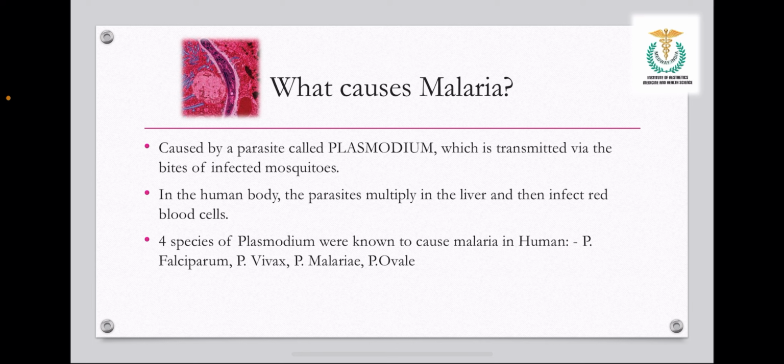There are 4 species of Plasmodium known to cause malaria in humans, that is P. falciparum, P. vivax, P. malariae, and P. ovale. That is Plasmodium falciparum, Plasmodium vivax, Plasmodium malariae, and Plasmodium ovale. So these are the 4 species of Plasmodium which are known to cause malaria in human beings.